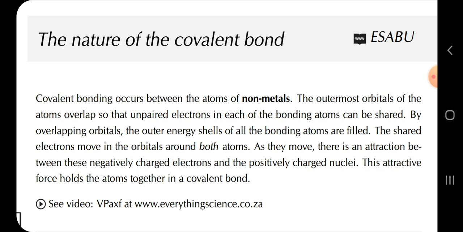As they move, there is an attraction between these negatively charged electrons and the positively charged nuclei. These attractive forces hold the atoms together in a covalent bond. Let's do an example.